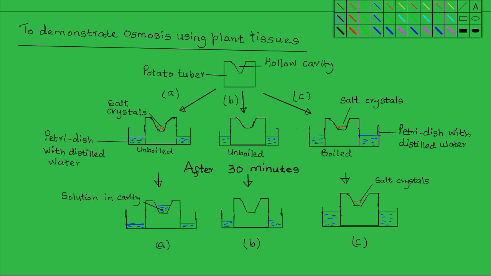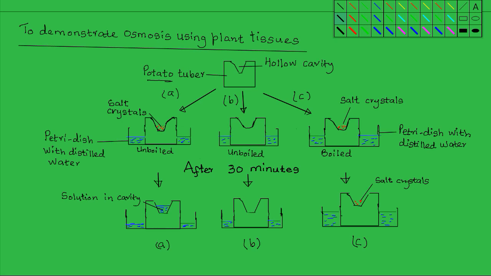Then each of the 3 potato tubers is treated as follows. The first one is given the A treatment, in which salt crystals are placed at the center of the cavity, and the tuber is left unboiled, then placed in a petri dish that contains distilled water.